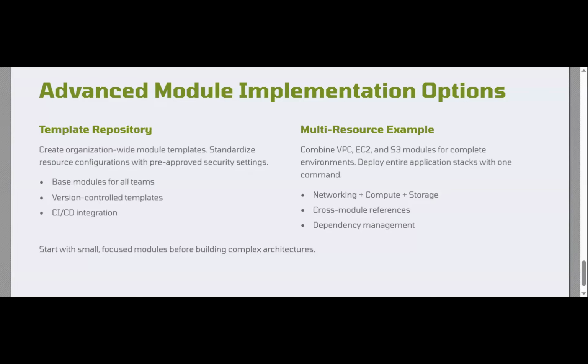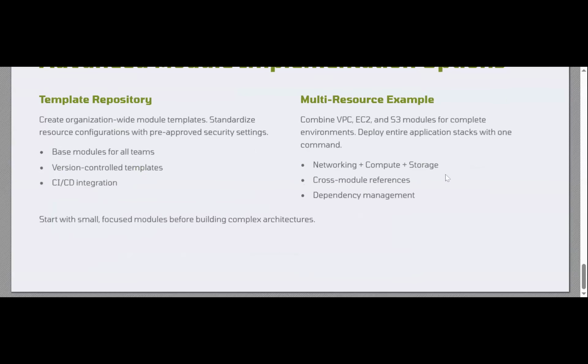Now a multi-resource example. Multi-resource means multiple resources at the same time. Combine VPC, EC2 and S3 modules for a complete environment. Deploy entire application stacks with one command. That one command will execute EC2, VPC and S3 bucket: networking plus compute plus storage, cross-module reference, and dependency management. So start with small focused modules before building complex architectures.